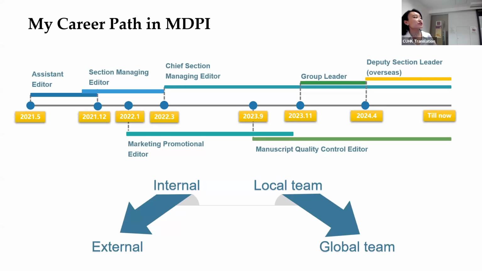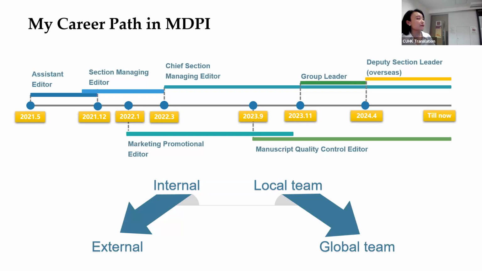And for every journal, there will be several sections. For example, for our journal Coatings, there are several sections, for example, bioactive coatings, coatings for energy storage and conversion, thin films, and so on. For these different sections, we will have a chief section managing editor. That was what I did since 2022.